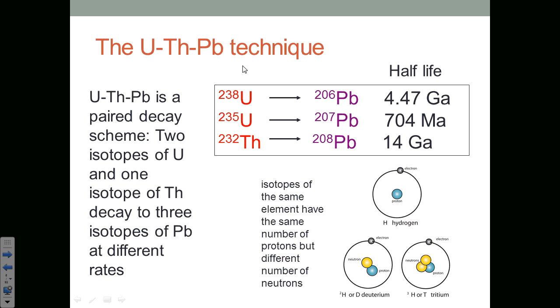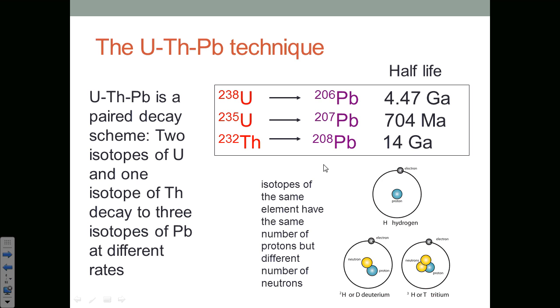And in the geologic dating that I'll talk about today, the three parent isotopes that we're interested in are uranium-238, uranium-235, and thorium-232. And they each decay to different isotopes of lead, 206, 207, 208, with varying half-lives, ranging from several hundred million years in the case of uranium-235 to 14 billion years for the thorium isotope.